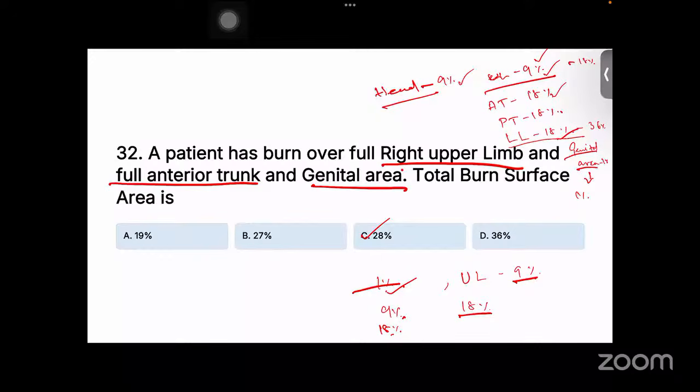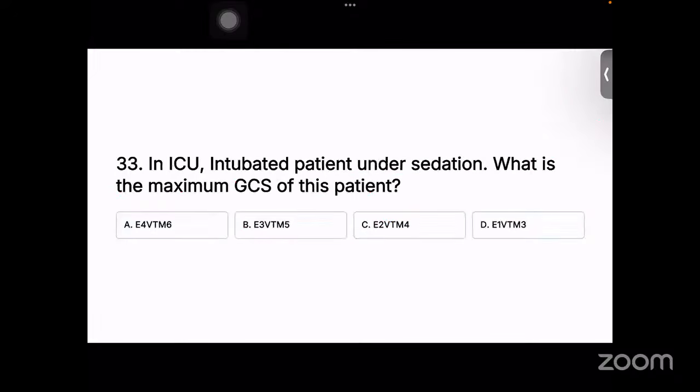So Parkland formula: 4 ml per kg per percentage of TBSA, total burn surface area. You have to calculate that, and then you put the first half in the first 8 hours and the next half in the remaining 16 hours. Okay, in this patient, he mostly requires an ICU admission. Okay, that's the discussion here.